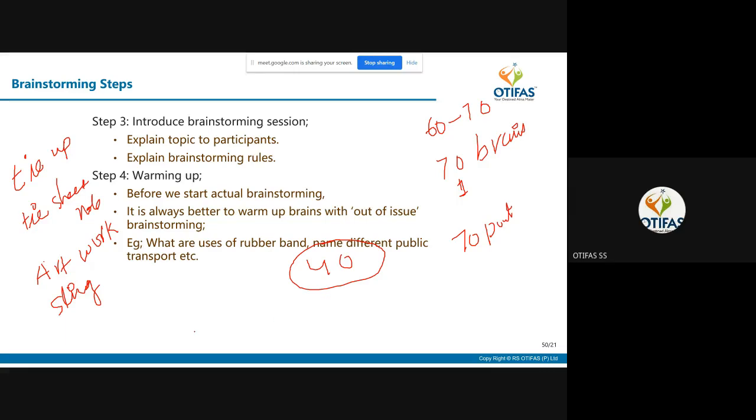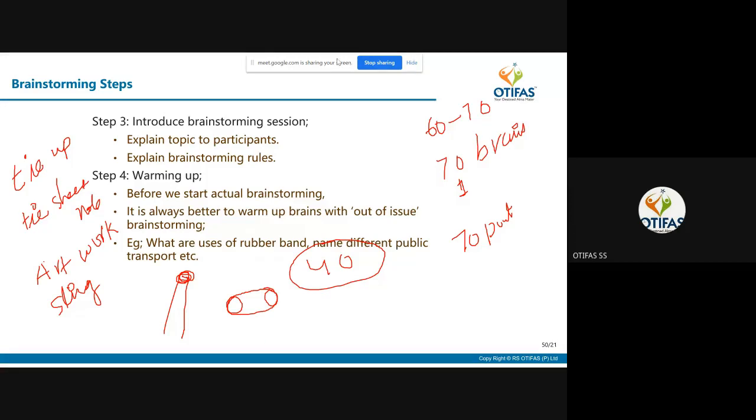Somebody said you can clean your teeth. Somebody said you can use it as a rubber band. If you have a pencil here and you don't have a rubber, then you use a rubber band here, tight, and then you can use it as a rubber eraser. Then somebody said, you have a toy car and your belt is broken, you can use it as a belt for the toy car. So many examples, so many uses.